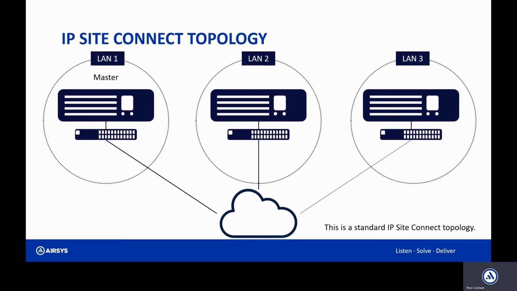So this is the site topology for IP Site Connect. It's very simple. All of the sites can sit on the same LAN. So you don't need to have all of your IP Site Connect repeaters sit behind their own router. They will all happily work on the same LAN, all connected together.